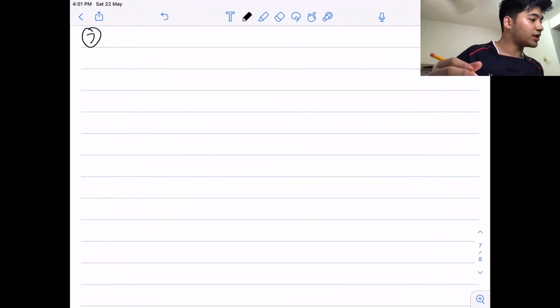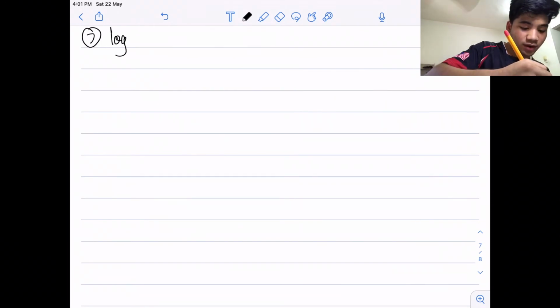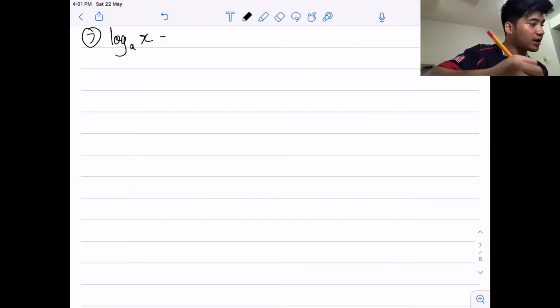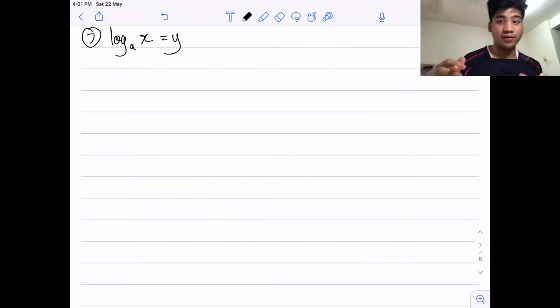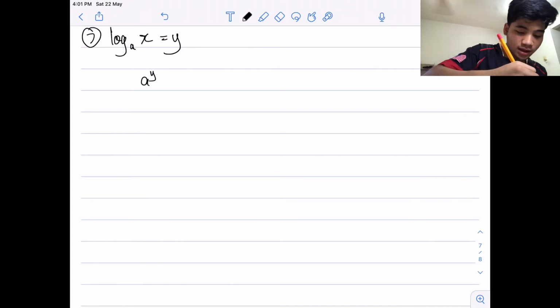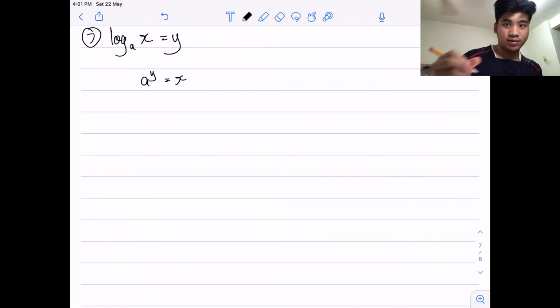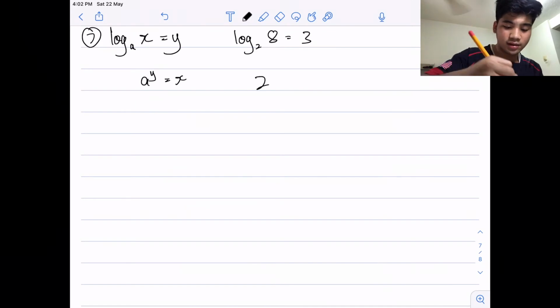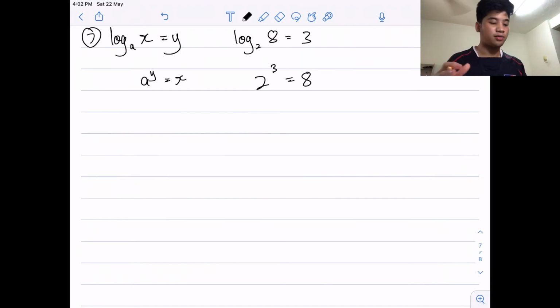Alright, now let's look into the seventh law. The seventh law is basically what I showed you at the start, which was to change the log into the indices, which is when log base a x equals y. So if you wanted to change this into indices form, it will become a to the power of y equals x. Let's give an example. Log base 2 8 equals 3. So that would mean that 2 to the power of 3 equals 8. Yep, exactly how it works.